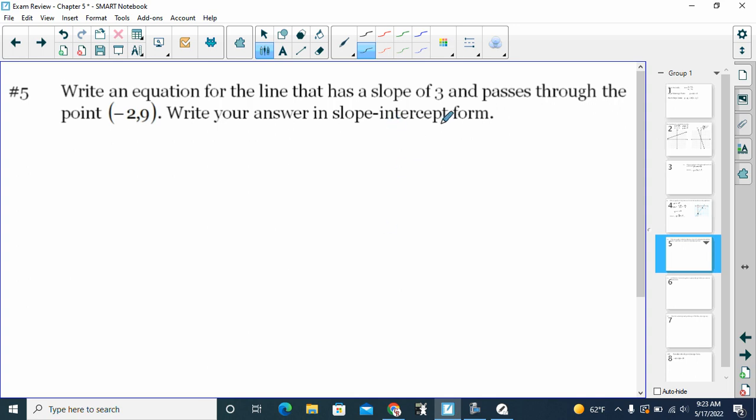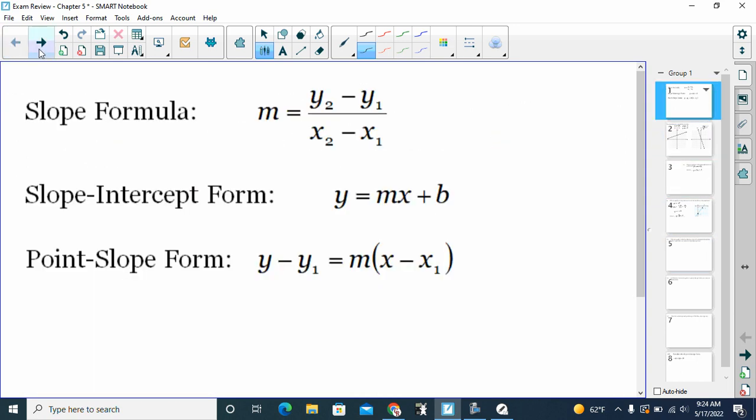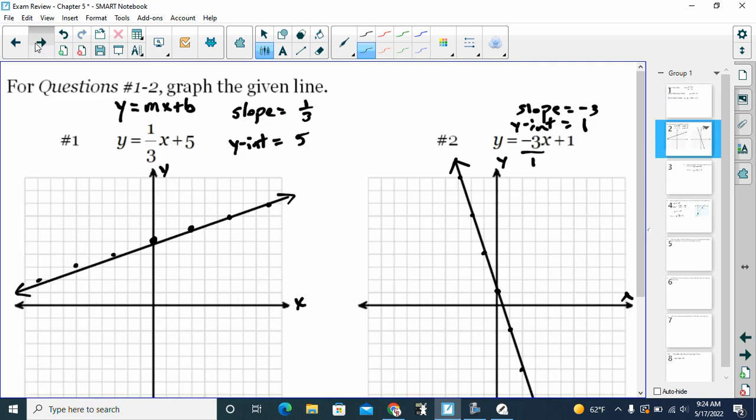Because we don't know the y-intercept, we don't want to start with slope-intercept form. We'll get there. Our answer needs to be in that form. But I know the slope and I know a point. So if I know a point and a slope, we would go back to the top of the exam and find the equation for a point and a slope. This is point-slope form. y minus y1 equals m times the quantity x minus x1.